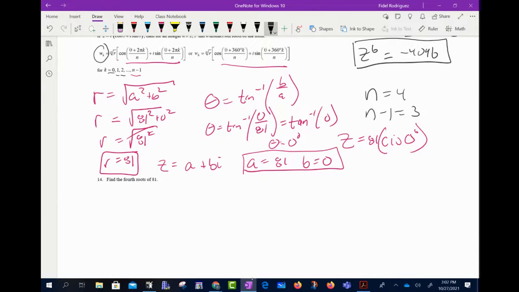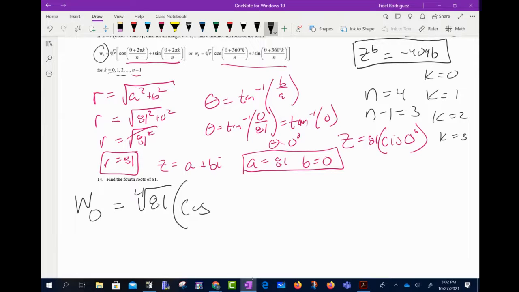So look, we're going to write it like this. W, we're going to go from 0 all the way to 3. So k is going to have these values, y'all. The first one I'm going to do is when k equals 0. So we're going to have the 4th root of 81, and we're going to go ahead and do this in degrees.